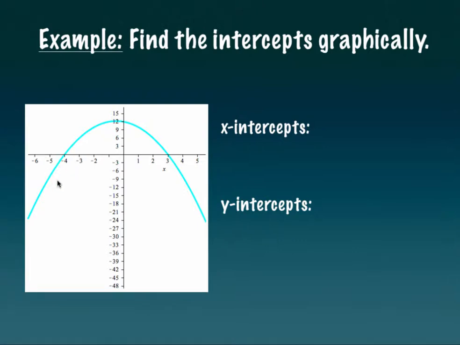I notice here I have an x-intercept at (-4, 0), and also another x-intercept at (3, 0). I also notice here I cross the y-axis at (0, 12).